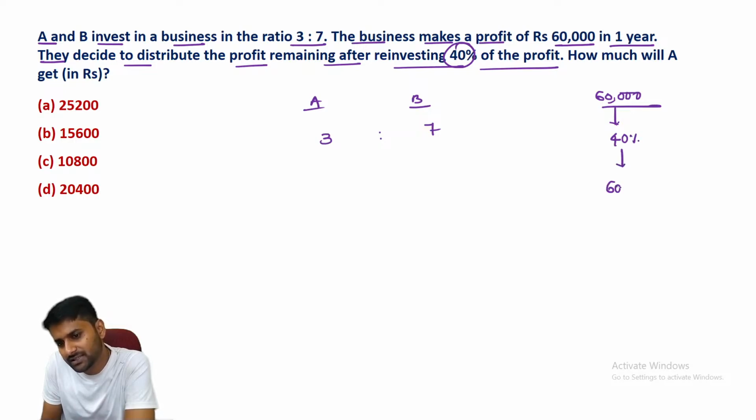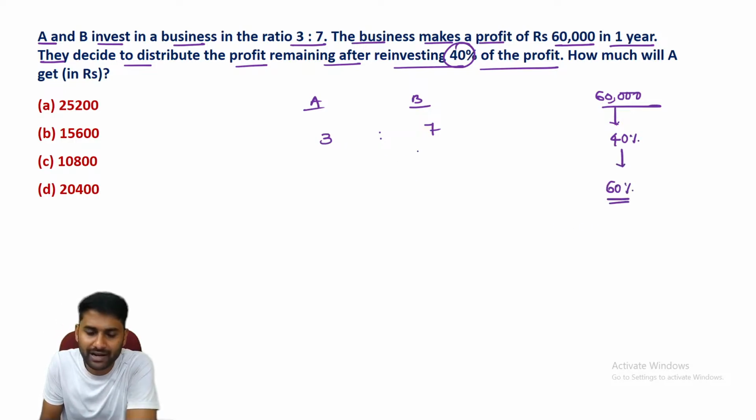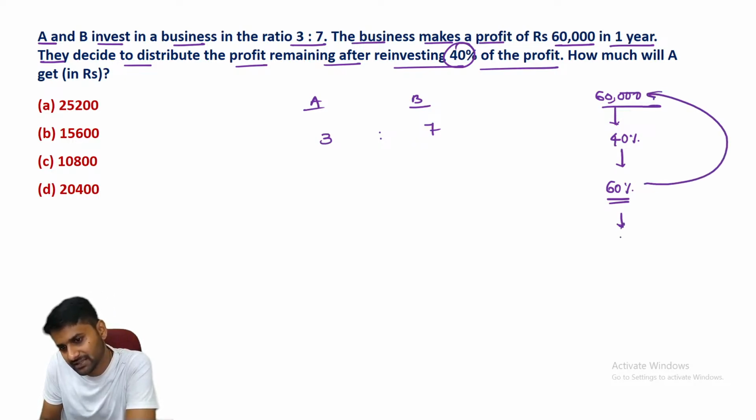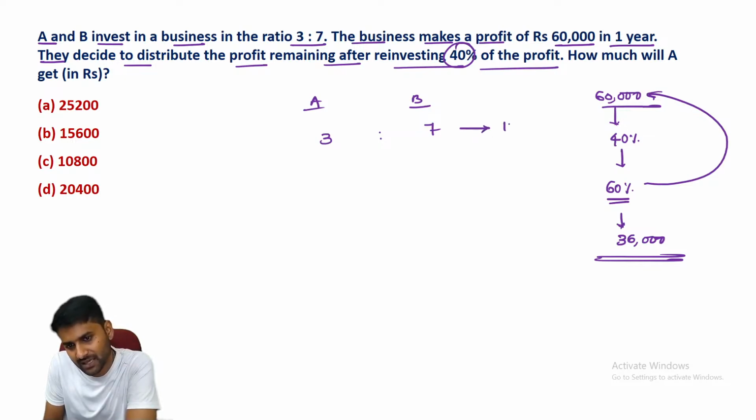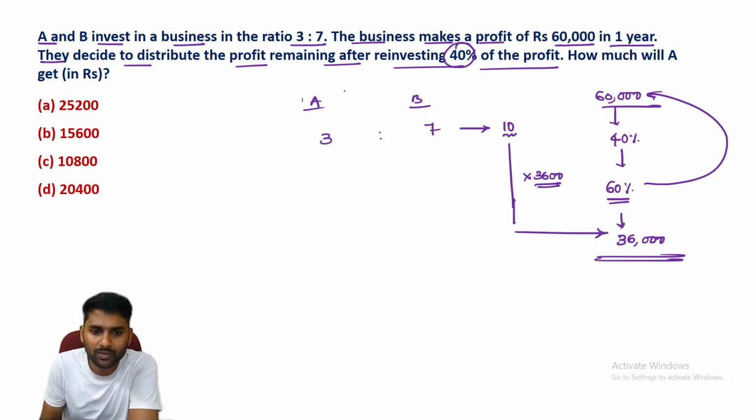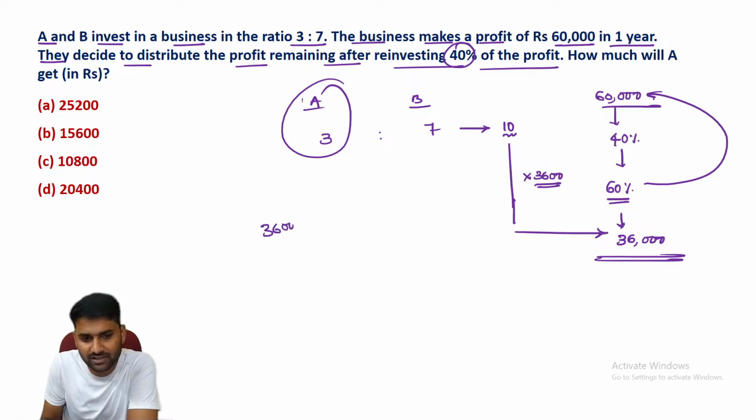Now, whatever the 60% amount is, they are going to divide according to their investment. Now, 60% of 60,000 is exactly equal to 36,000. Those 36,000 rupees we have to divide in the ratio of 3 is to 7. Means the total profit is 10 units. A will get 3, B will get 7. If 10 becomes 36,000, then each unit is exactly equal to 3,600. Now, how much will A get? 3,600 is multiplied with 3 times. So here the value becomes 10,800.